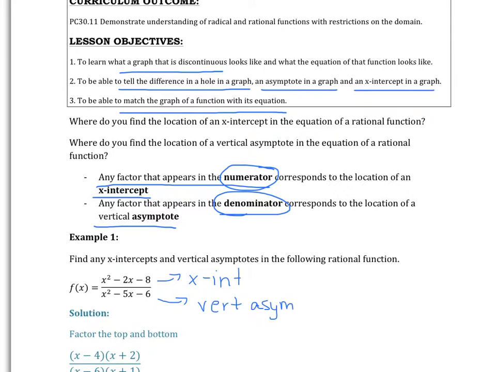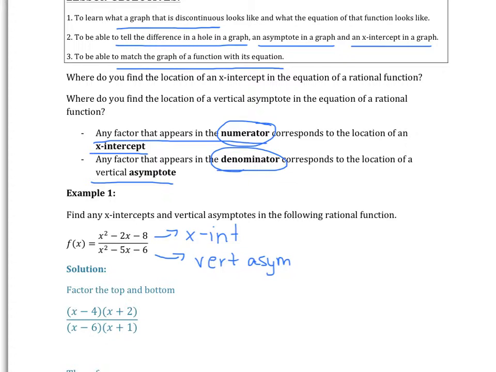So we can't see what those are right now, but we can factor. What we're going to do is factor the top and bottom. So the top, if we look at it, we need to find sum and product. We can find two factors that multiply together to give us -8 and add together to give us -2, which is x minus 4 and x plus 2. And we can do the same thing on the bottom: factor to find two numbers that multiply together to give us -6 and add together to give us -5, which is -6 and plus 1.